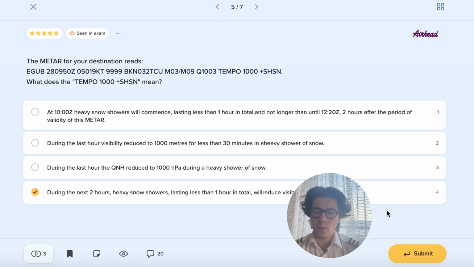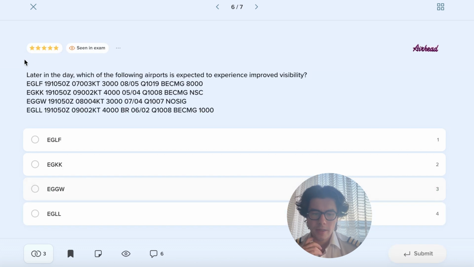So that's the difference between becoming and tempo. Tempo is just temporary. Becoming means a permanent change of weather. Question number 6. Also, we need to read the TAF message and the METAR messages. So later in the day, which of the following airports is expected to experience improved visibility?